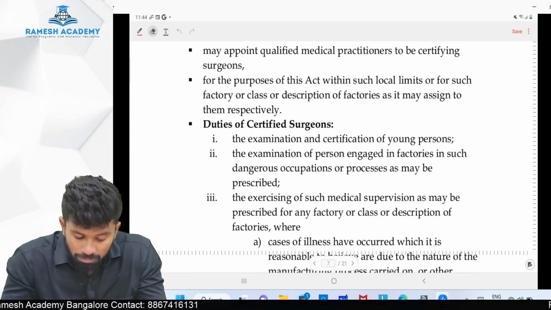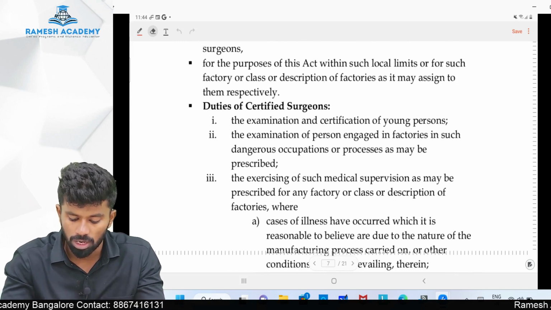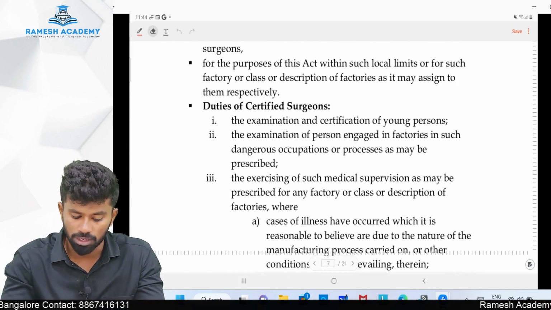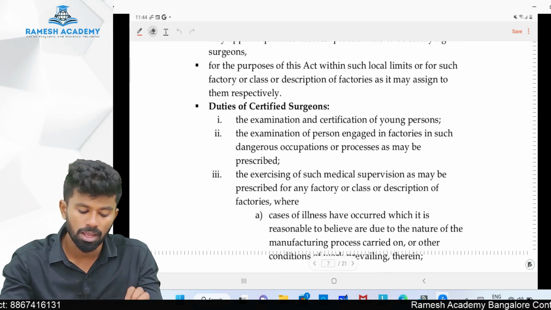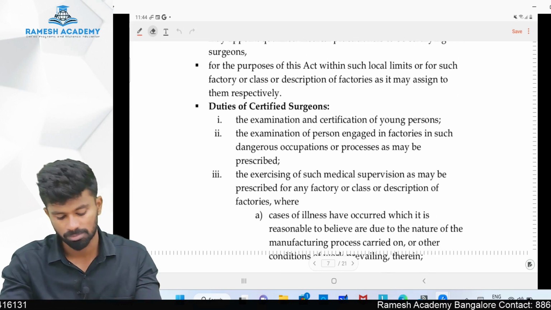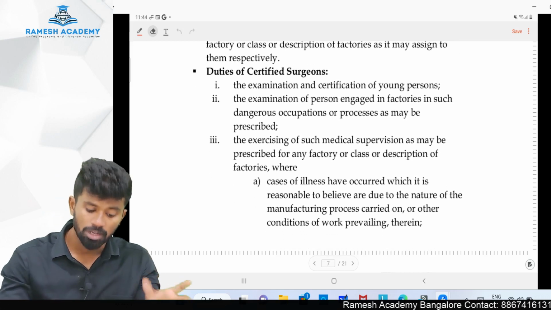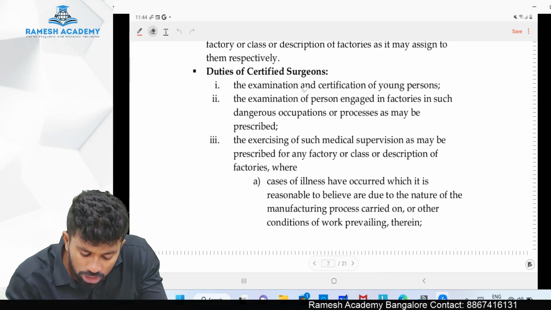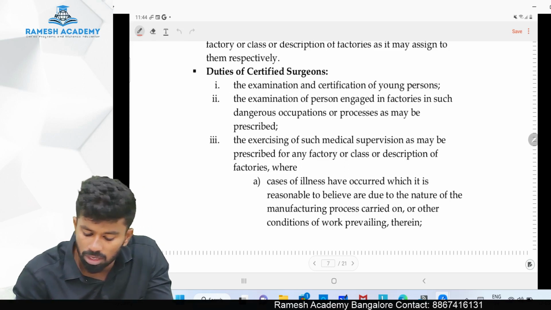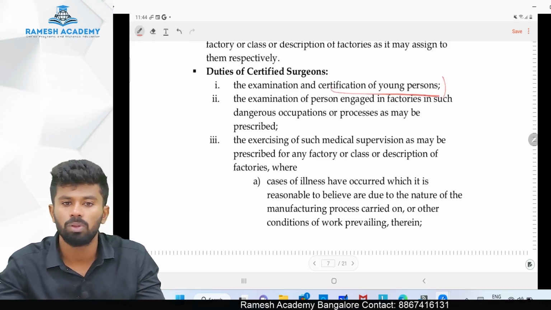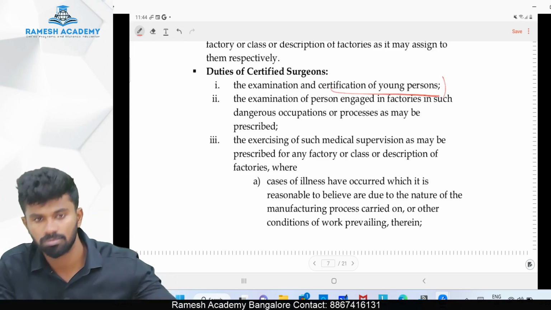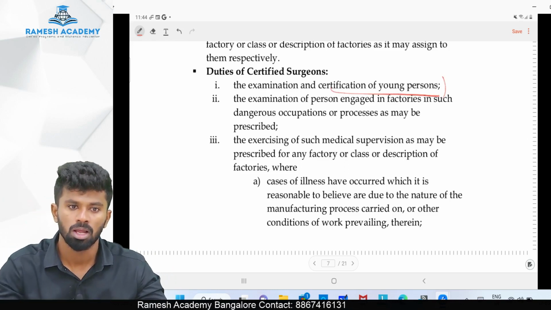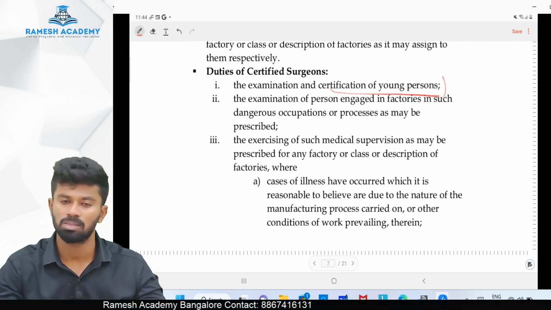For the purpose of this Act, within such local limits or for such factory or class or description of factories as it may assign to them respectively. The duties of certified surgeon: the examination and certification of young persons. As I said, who will certify? The certified surgeon will identify the persons who are young persons, and they will also give a certificate whether they are eligible to work or not.